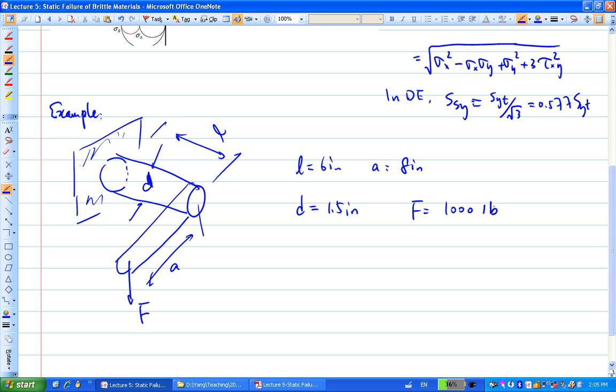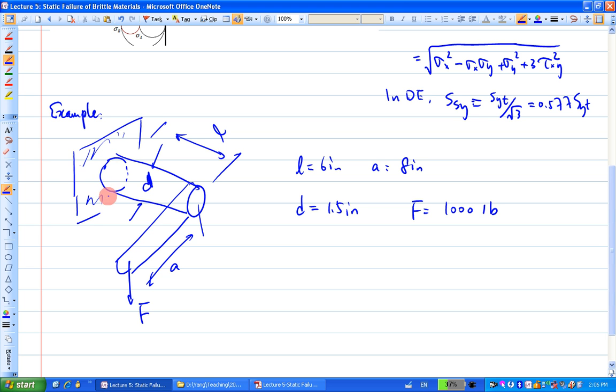Now let's take a look at what we need to do. We want to analyze the safety factor of this rod at the end over here. We want to see basically whether we are going to have a failure or not for this rod. So we're going to look at the location over here, because this is going to be the critical location.